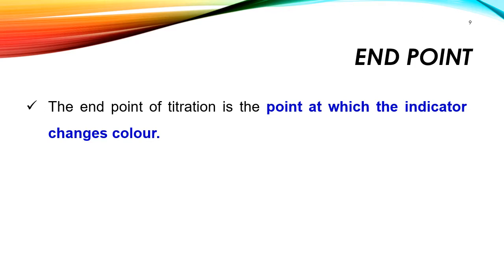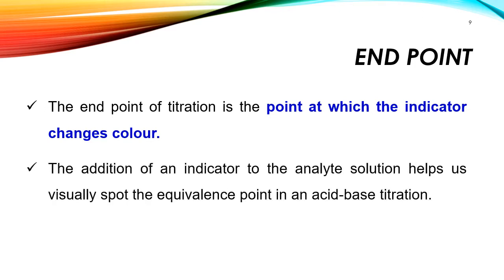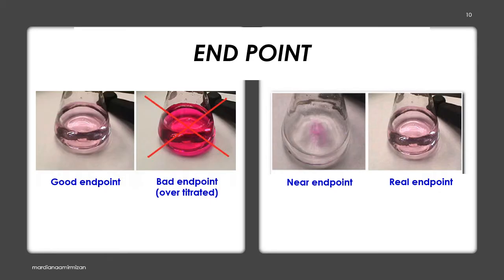The endpoint. The endpoint of a titration is the point at which the indicator changes color. The addition of an indicator to the analyte solution helps us visually spot the equivalence point in an acid-base titration. This picture shows how to visualize a good endpoint during a titration.